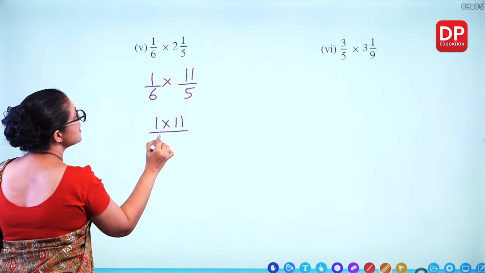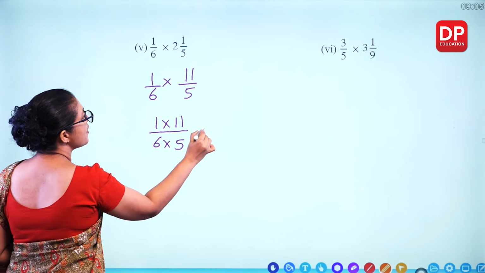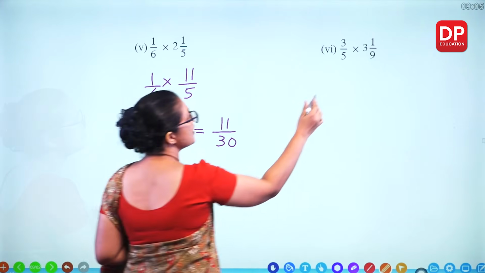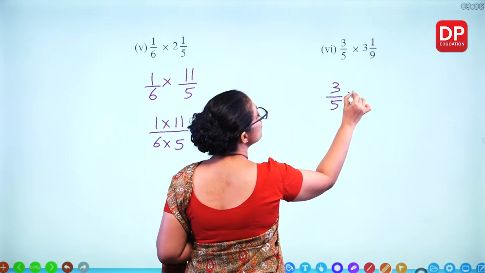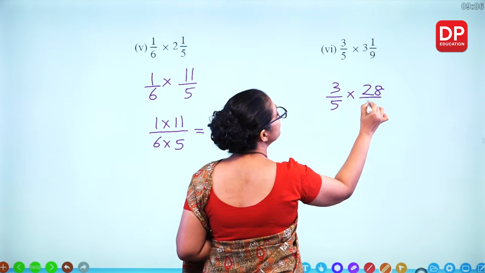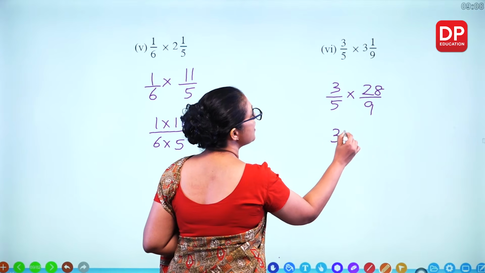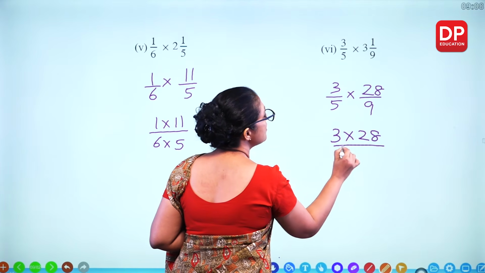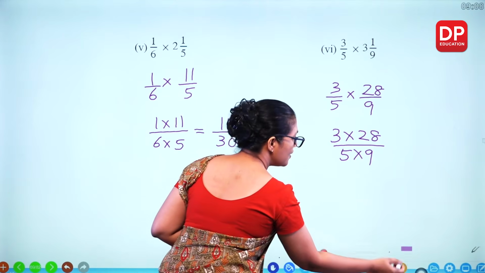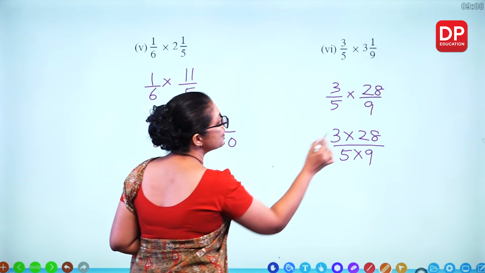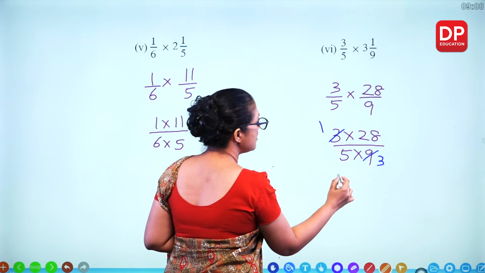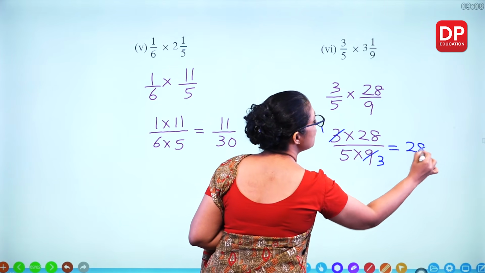Multiply the numerator separately and the denominator separately. You get 11/30. Here 3/5 into 9 times 3, 27 plus 1, 28. Multiply the numerator separately, denominator separately. Now try to simplify. You get 3 times 1, 3 times 3. Then you get 28 and 15.